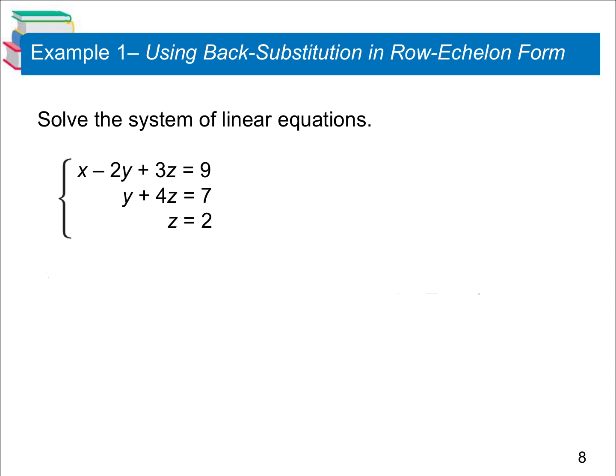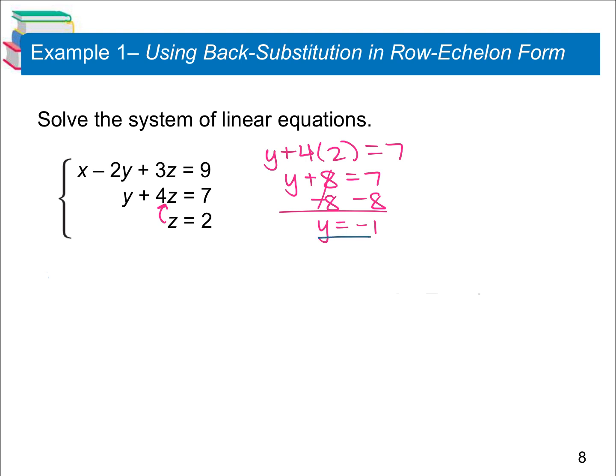We're going to take that z is equal to 2, and we're going to plug it into the middle equation to solve for y. So this is going to give us y plus 4 times 2 is equal to 7. The 4 times 2 is 8, so y plus 8 is equal to 7. Subtract your 8 over. This gives us y is equal to negative 1.